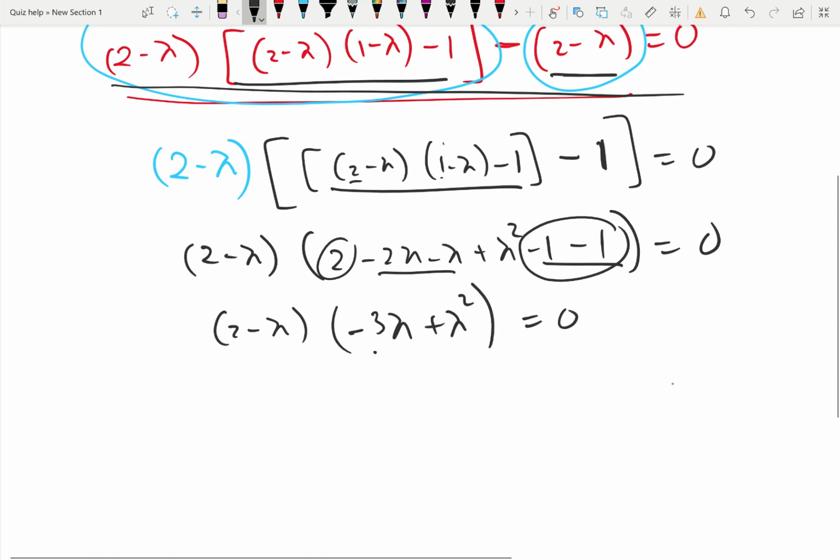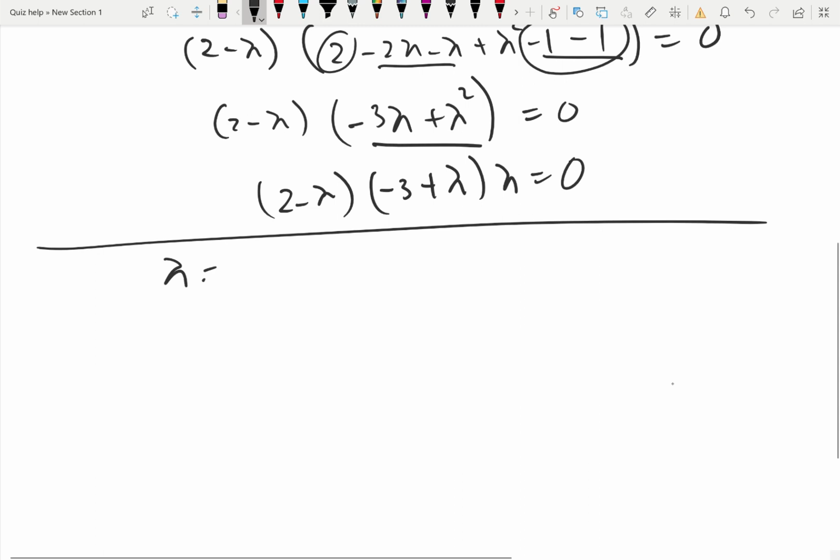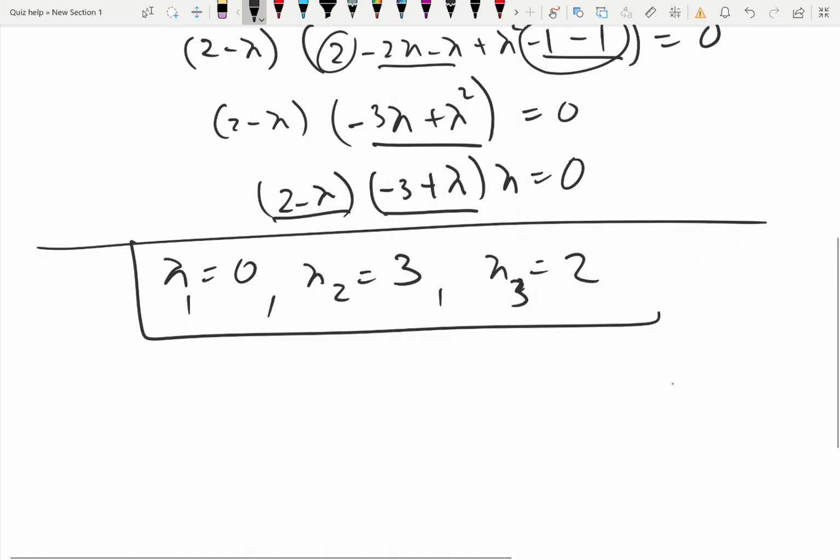Okay, we are almost done. We can take a lambda out here. So (2 minus lambda) times lambda times (lambda minus 3) is equal to 0. So we get our eigenvalues finally. Lambda 1 is 0, lambda 2 is 3 from here, not negative 3. The third eigenvalue from here is 2. So we have our 3 eigenvalues.